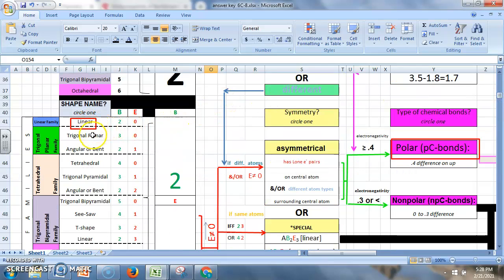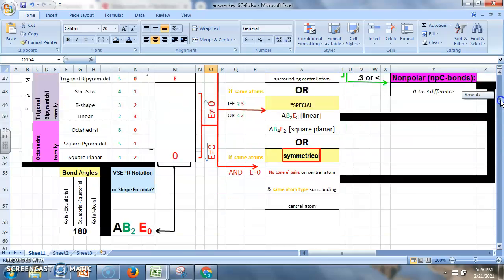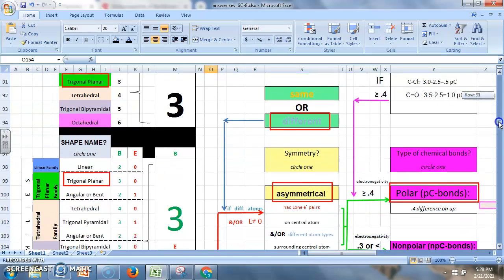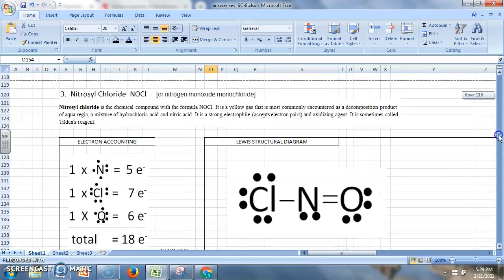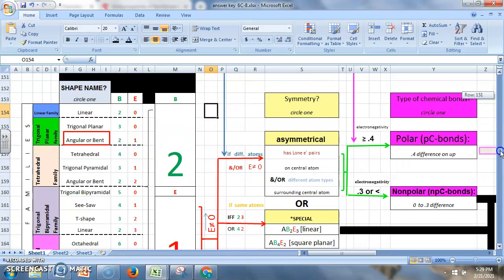So we did linear first, trigonal planar second. Now we're on angular, bent. I wonder if our next three are going to follow right in order: tetrahedral, trigonal pyramidal, and angular or bent. We'll soon see. Wouldn't surprise me if that's the way we're going, though. All right. So we have the 2, 1.